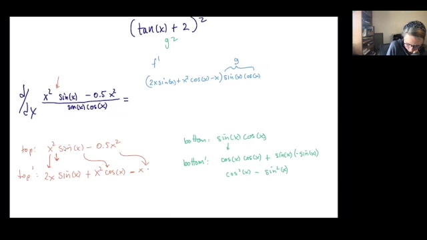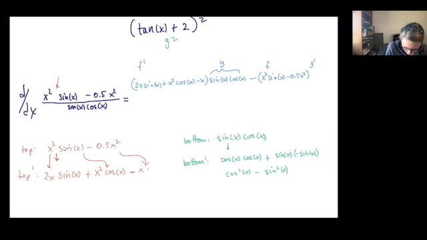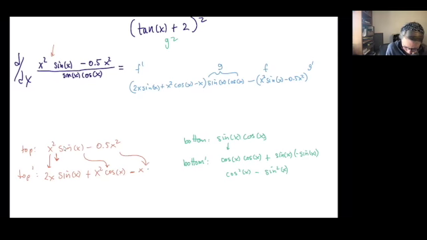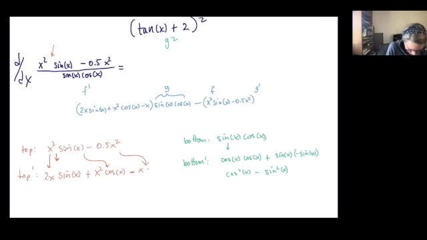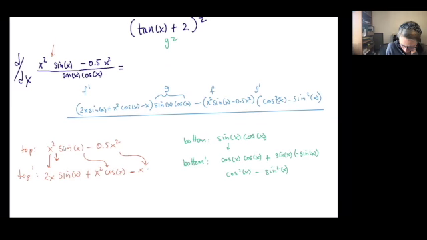So minus, and then f, x squared sine x minus 0.5x squared, G prime. I'm out of room. We'll just do a little bit of creative manipulation here. Okay, so then G prime was cosine squared x minus sine squared x. Draw the line and square below, all over sine x cosine x quantity squared.